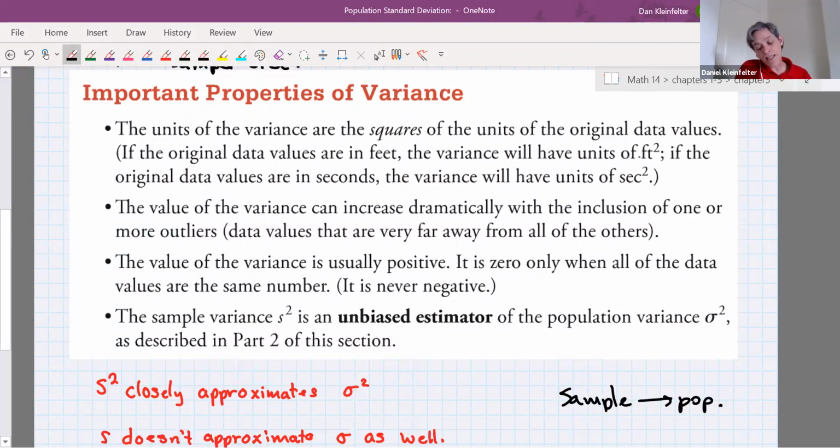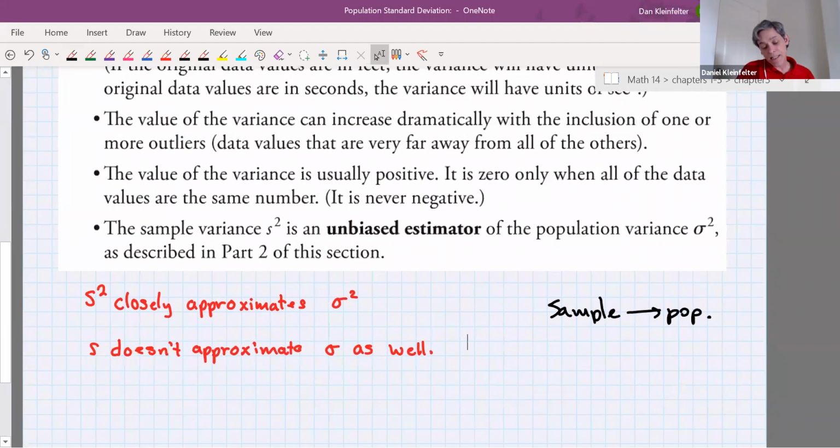Okay, the value of the variance can increase dramatically with the inclusion of one or more outliers. We saw that the standard deviation was sensitive to outliers because it's built around the mean. The variance in a way is the same, but is even worse because it's squared. And as you know, if you start going around squaring numbers, they get really big really fast. So if you introduce outliers, then that can really influence the variance. Okay, the value of the variance is usually positive, it's never negative. It could be 0 only when all the data values are equal. And usually we don't study data sets like that because if the data values are all the same, then there's not a lot to say about it.